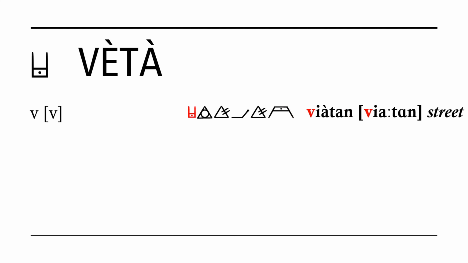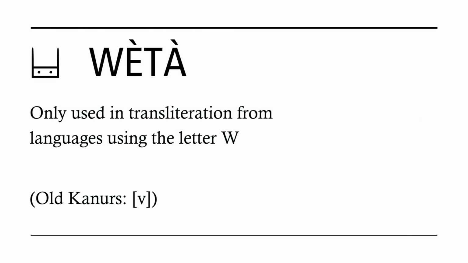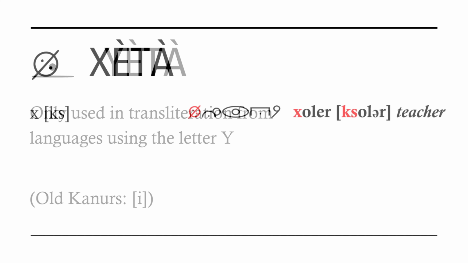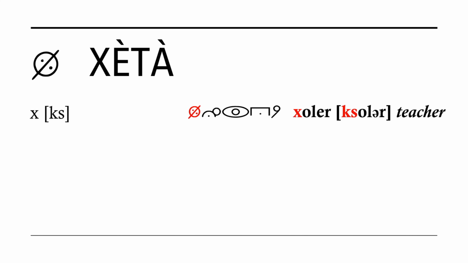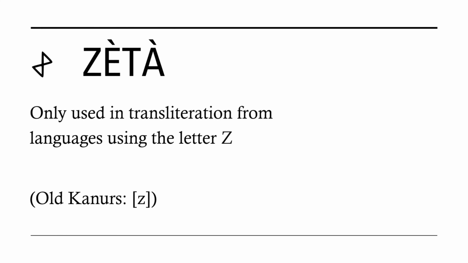Veta is pronounced v, as in viatan. Veta is no longer used in Kanurs, but can still be used in transliteration, just like yeta. Xeta is pronounced x, as in xoller. Zeta is no longer used in the Kanurs alphabet.